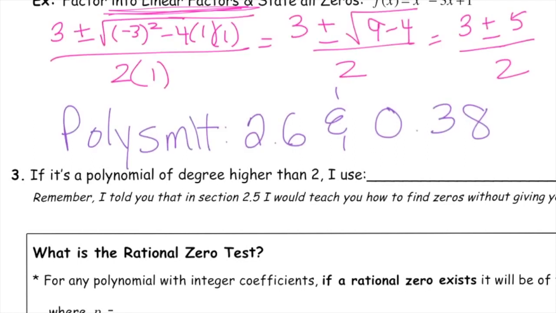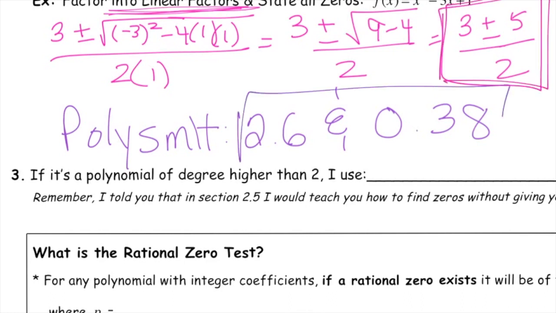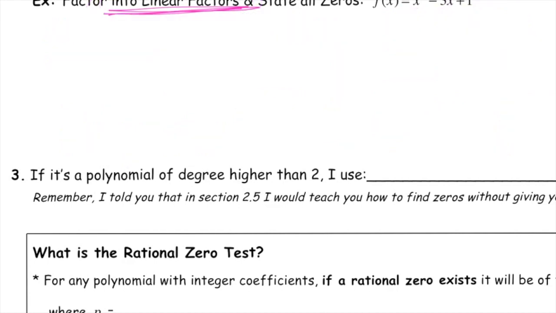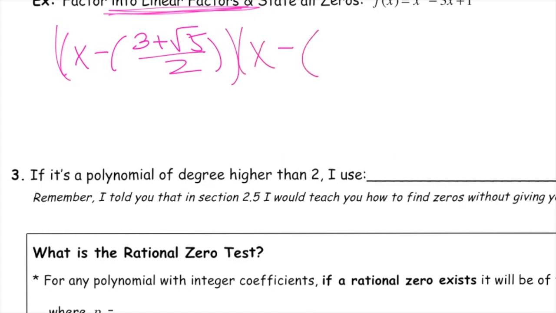So if you used the quadratic formula, this is how you would get the answer for the polysimult answers. But I asked you to put this into linear factors, so you have to do it using what you got from the quadratic formula. So it would look like this: x minus 3 plus root 5 over 2, and x minus 3 minus root 5 over 2. So that is factored into linear factors.